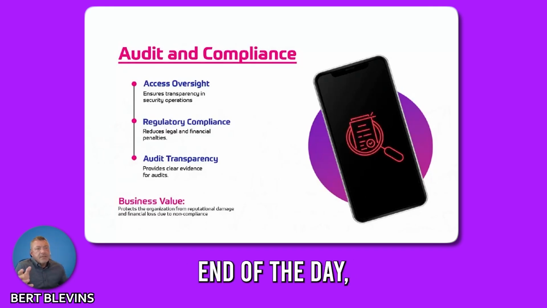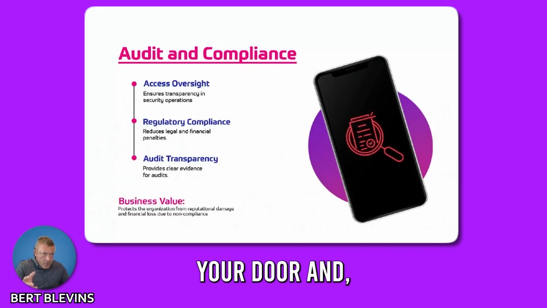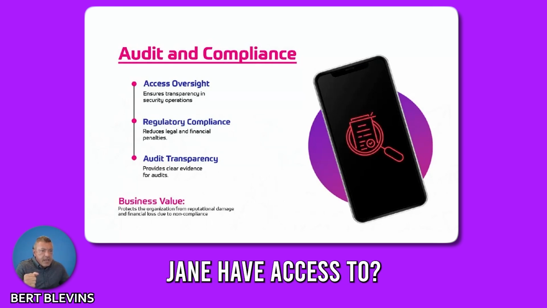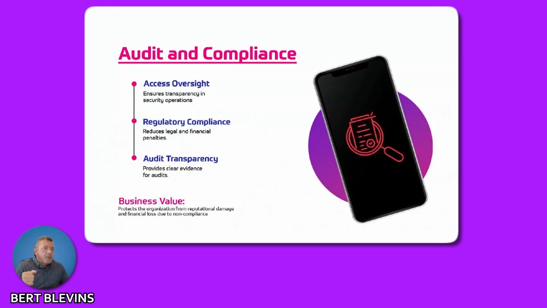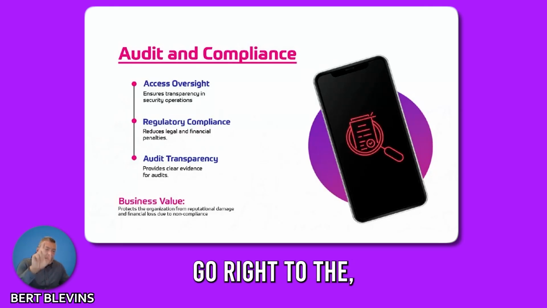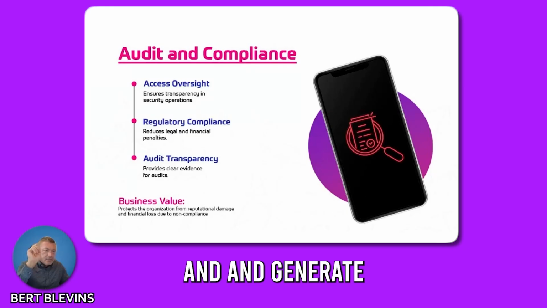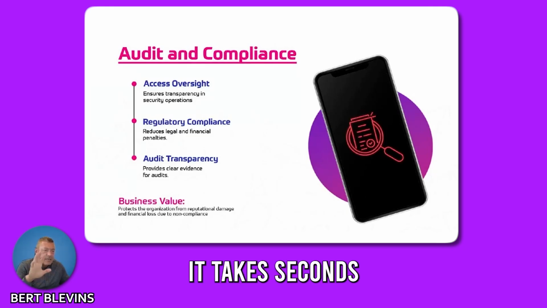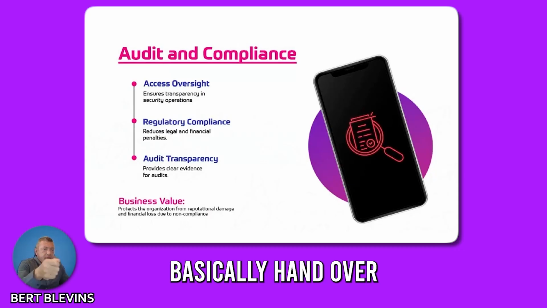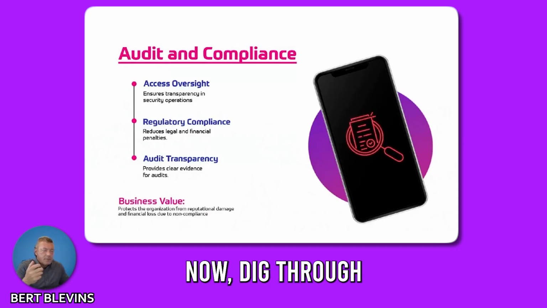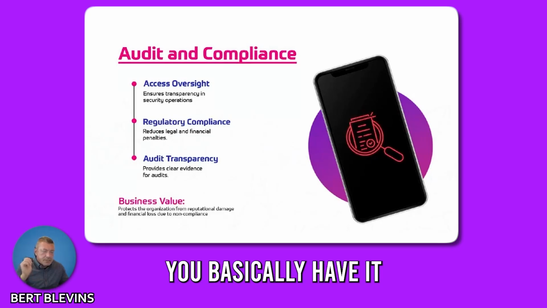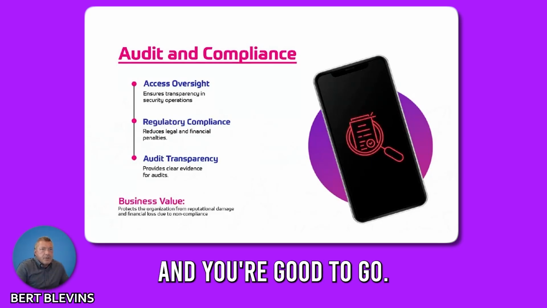And then at the end of the day, compliance is going to come knocking on your door and say, hey, what did Sally Jane have access to during the month of February of 2025? And you could go right to the audit log and generate the report. It takes seconds to do this in most systems. And then you can just basically hand over the reports to compliance. You don't have to go dig through log files. You don't have to go dig through the security events. You basically have it right there, hand it off, and you're good to go.